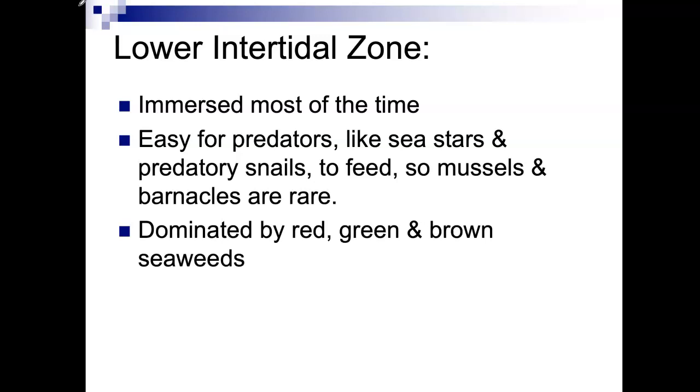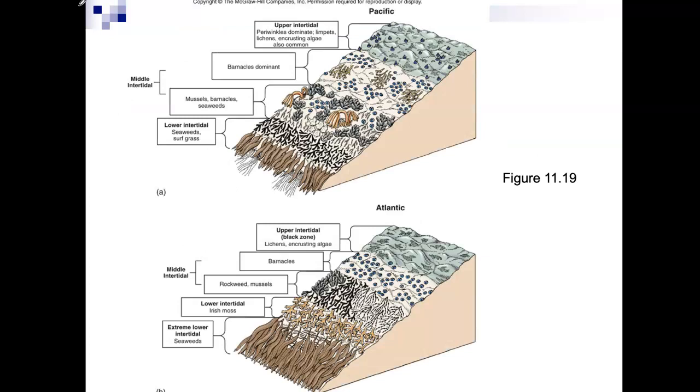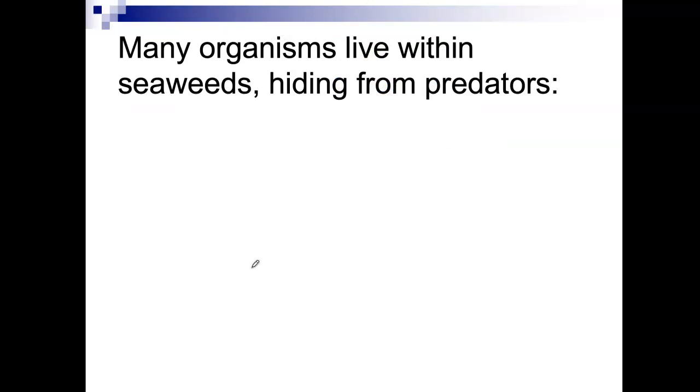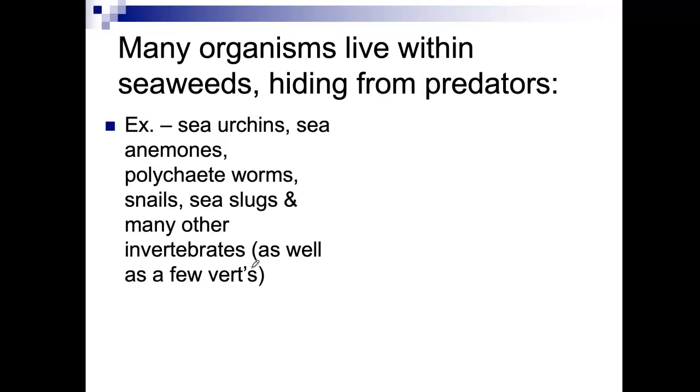So you'll see that these lower intertidal zones are going to be dominated by many different seaweeds. So you'll have red, green, and brown algae or seaweeds here. And that will really provide quite a bit of not only habitat in terms of the seaweeds providing a place for organisms to hide and take cover, but it will also provide food for organisms as well. So there are many different organisms that live within the seaweeds, hiding from predators. So you're going to see things like sea urchins and sea anemones, polychaete worms, snails, sea slugs, and many, many more invertebrates.